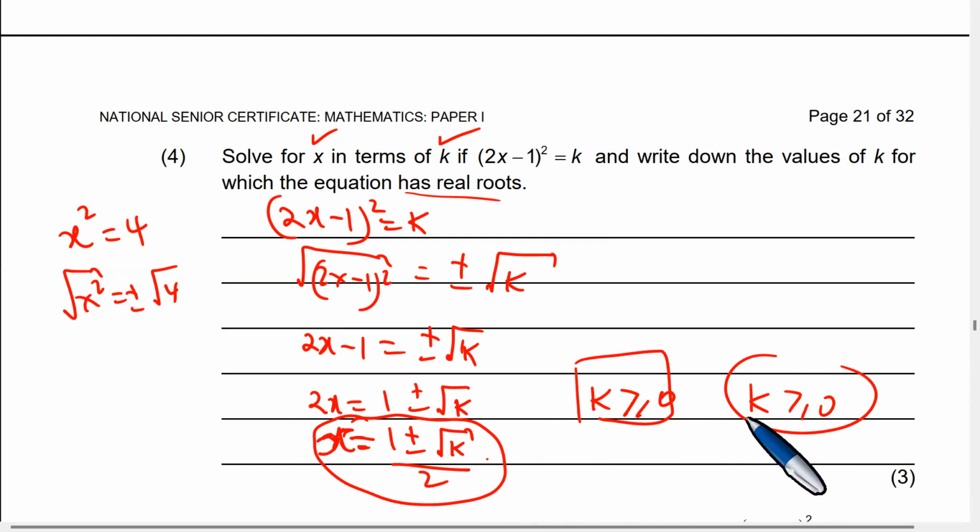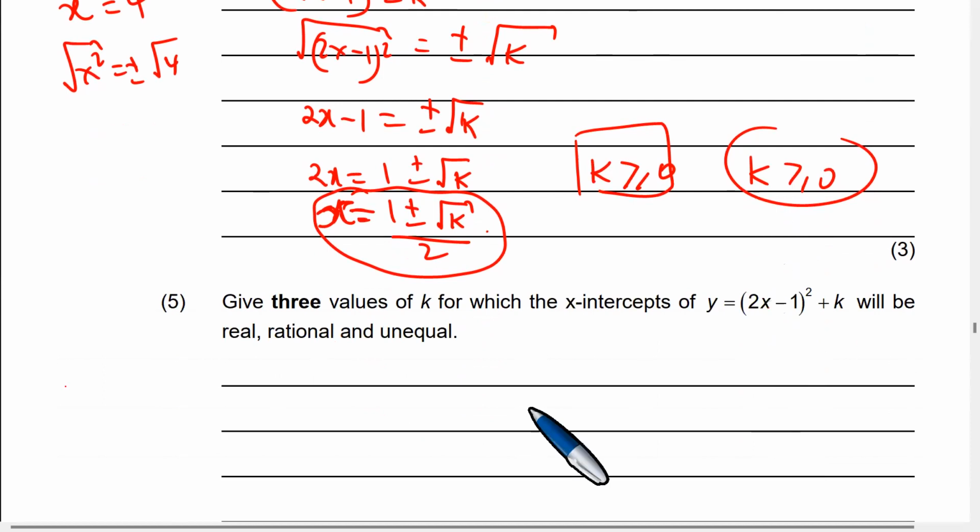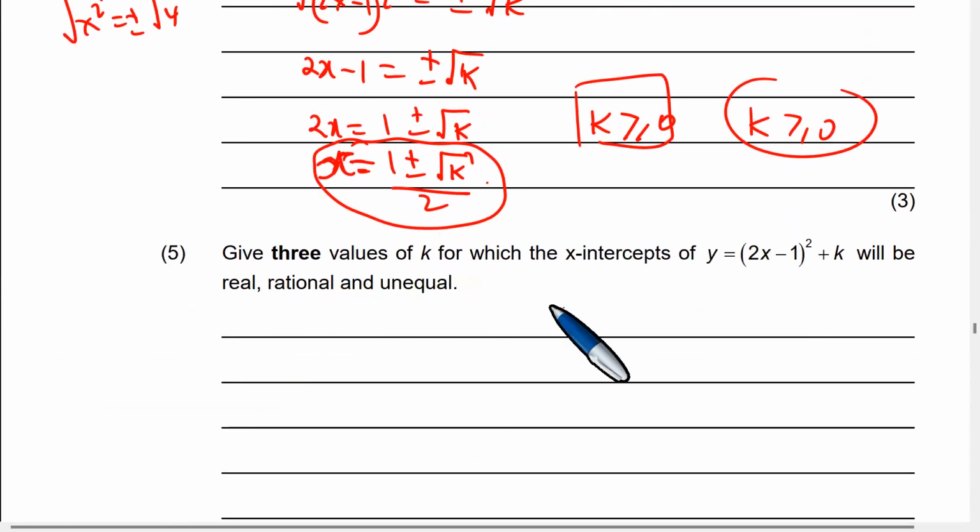Okay, so that makes sense. The next question is the following one, number 5. Let's check number 5. Give 3 values of k for which the x-intercepts of these will be real, rational, and unequal. So we're looking for the x-intercepts.